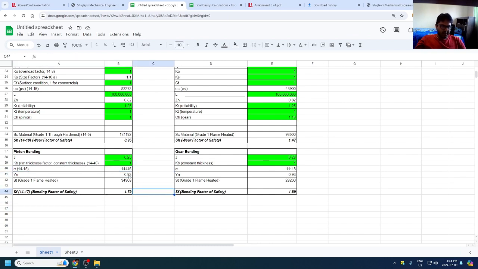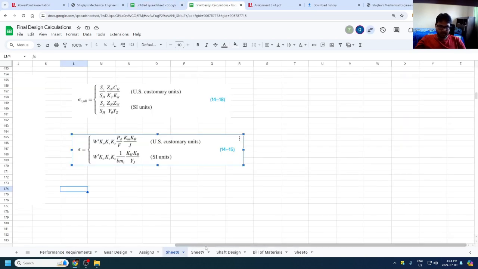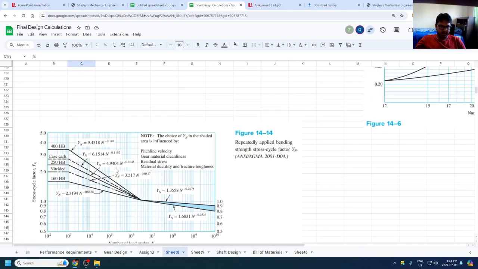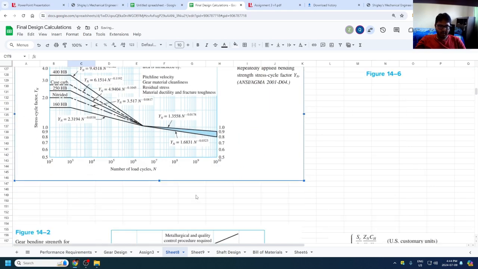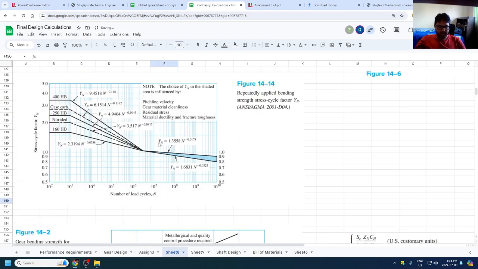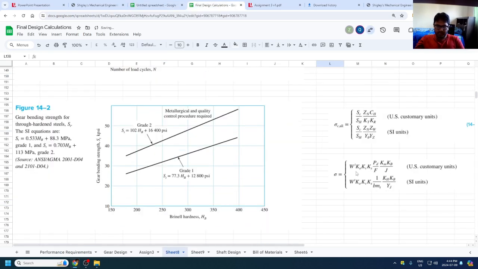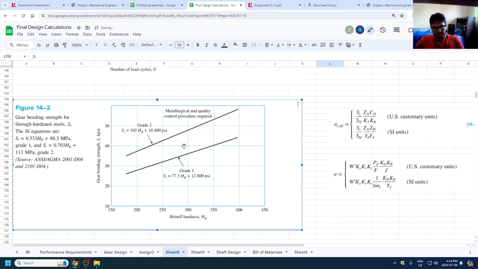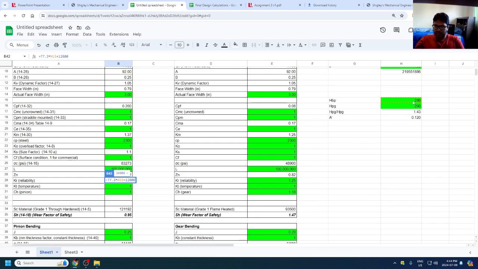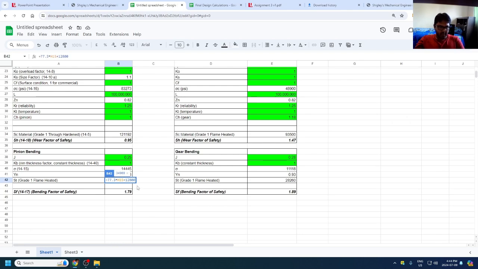I got Yn. So Yn is similar to Zn, but it's for bending. So here is the graph. If I can find the graph for Yn, yeah, here's the graph for Yn. So 10 to the power of it again. It'll be using this equation, and 1.358, which is 1.6831. Yeah, and I can get from flame hardened steel again. So now it's actually going to be using this one, so 77.3 HB plus 12,800. This is for the pinion. It's going to be this one. There it goes, and I can get the bending factor of safety.